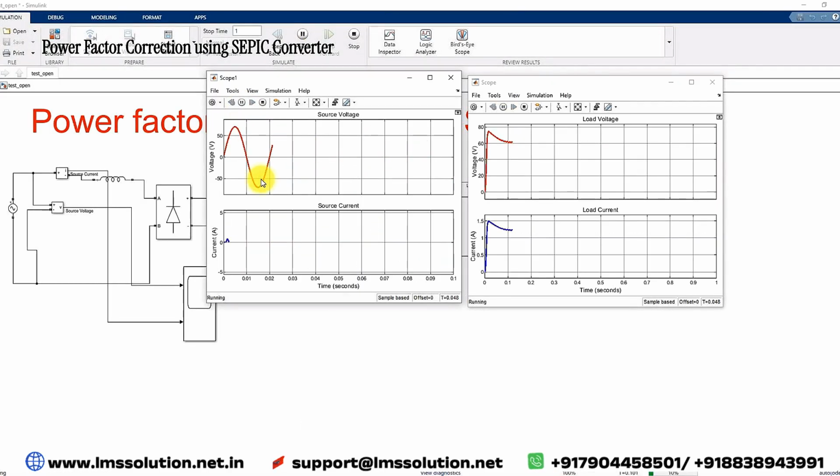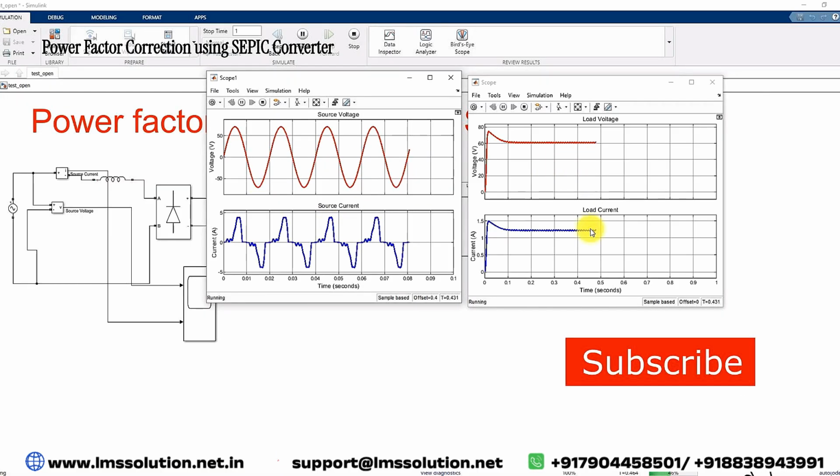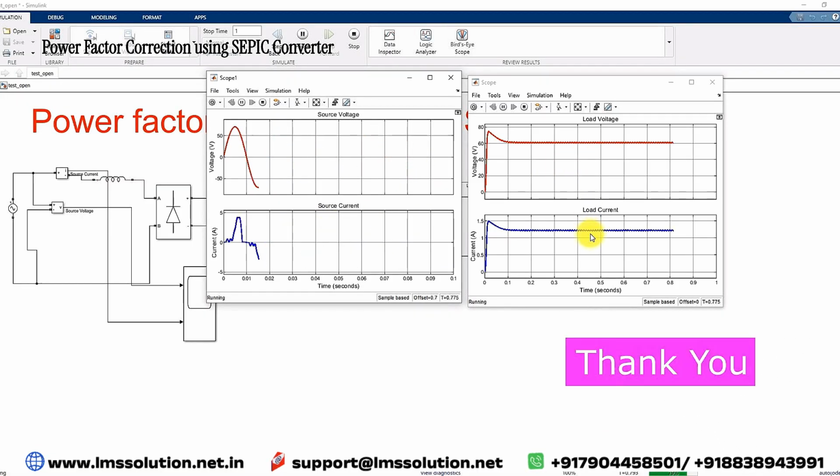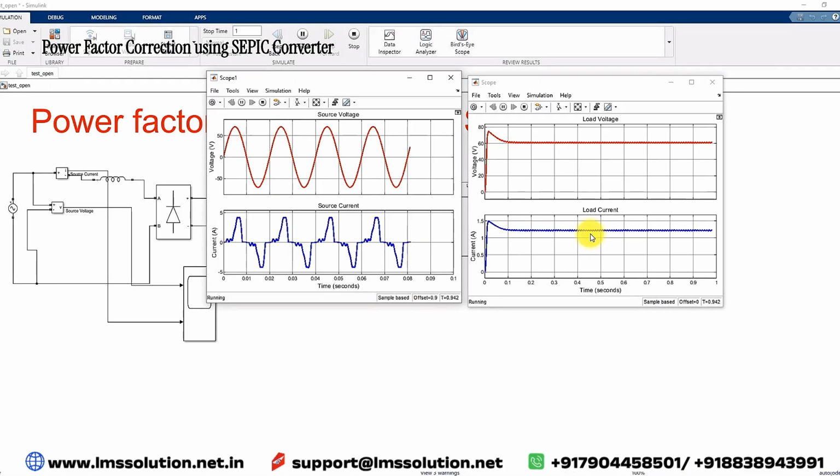So here you can see that this is the result of source voltage and source current and load voltage and load current. Here we are not controlling the load voltage, and also we are not controlling the source current. Yes, it is operated in open loop. So that's why the source current nature is non-sinusoidal, and also we are not regulating the output voltage because it is operated in the open loop.